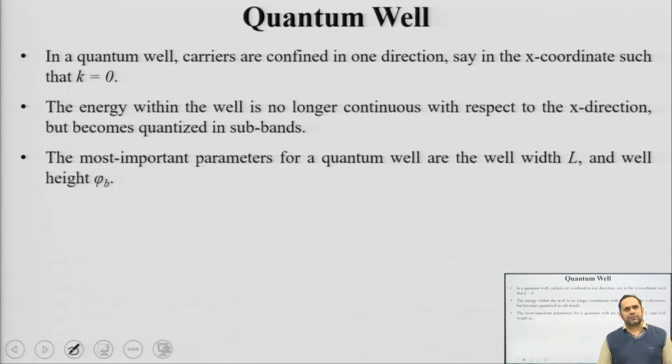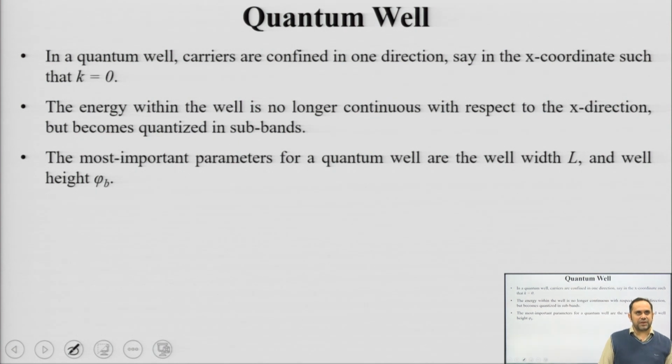In a quantum well, these carriers are confined in one direction, say the x direction, such that k becomes 0. So, they lose their momentum in this direction. The energy within the well is no longer continuous with respect to the x direction, and hence it becomes quantized in these subbands. So, within the whole universe of the conduction band, you can have localized places which can be considered as subbands, which belong inside the conduction band only.